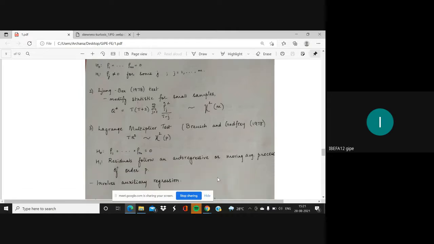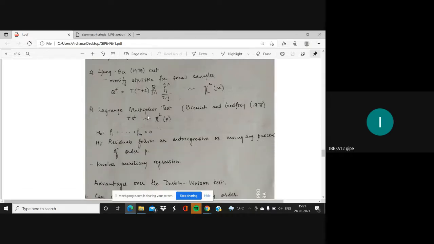Then the third test that we can use is the Lagrange multiplier test. This was developed by Breusch and Godfrey, so this might be familiar to you all. Have you all studied this when you're studying the violations of OLS?